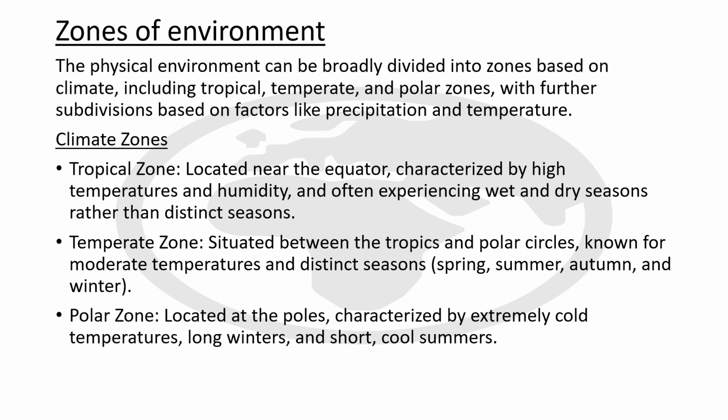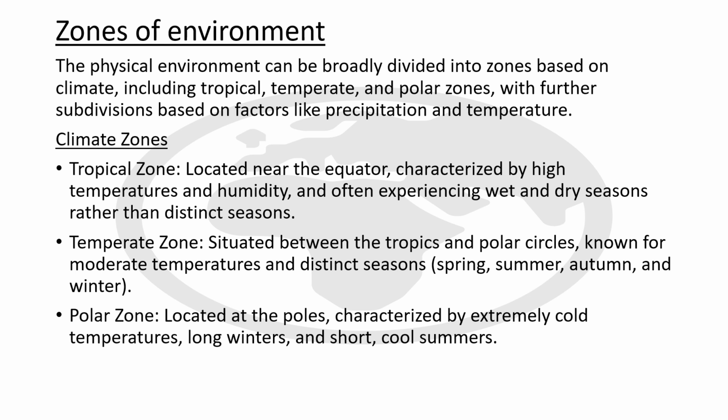The physical environment of the Earth is divided into different zones based on the climate, including tropical, temperate, and polar zones, which further are subdivided based on factors like precipitation and temperature. Climate zones are as follows. Tropical zones, that is a zone that is located near the equator and is characterized by high temperature and humidity, often experiencing wet and dry seasons rather than distinct seasons.